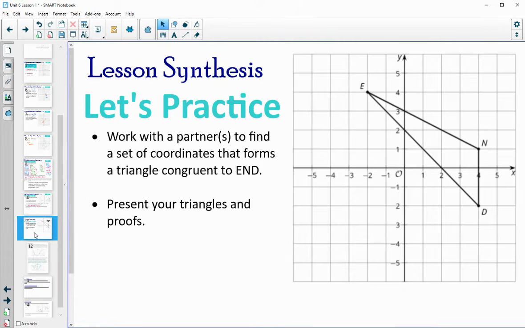All right, then let's practice. Let's see if you understand the lesson. So if you're at home, work with yourself. If you're in class doing this asynchronously, work with a partner. So see if you can find a set of coordinates that forms a triangle congruent to this triangle. Okay, so find the ordered pairs, the coordinates, that form a triangle congruent. Then share your coordinates with your partner and see if you agree with them.